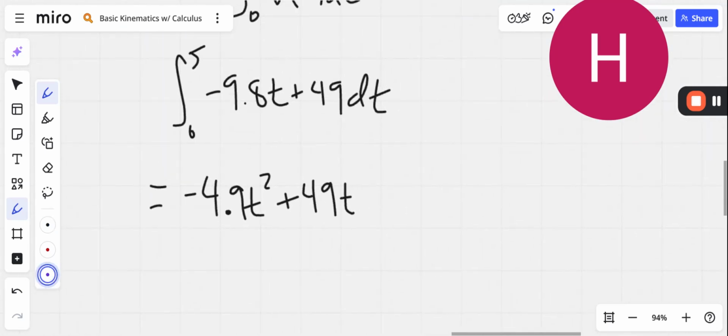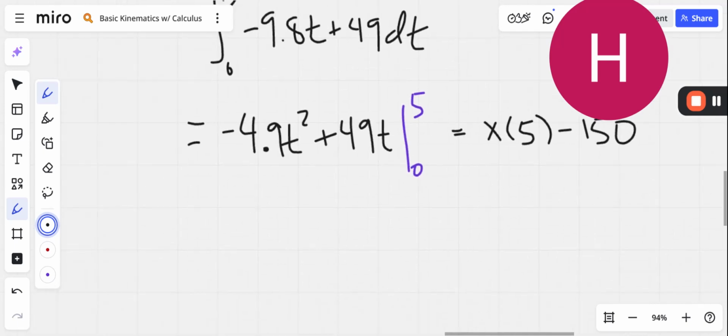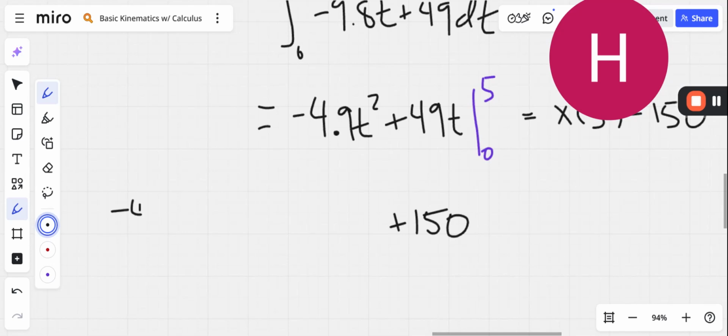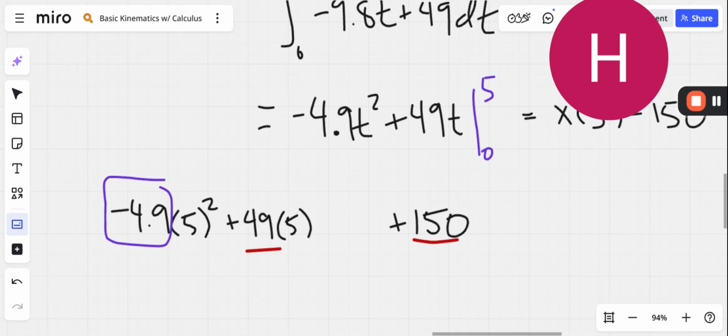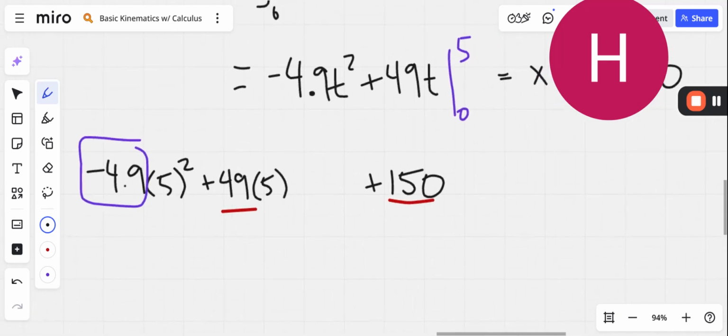And this is going to be evaluated from 0 to 5. But remember, this is equal to x of 5, that's what we're after, minus the original position of 150. So we have to add 150 to whatever we get when we plug in 5. Isn't that exactly what I said we were going to be doing? We're essentially just plugging in those initial conditions of the height and the starting velocity, half of the acceleration due to gravity, and then we're plugging in 5 for the time to get our final position. So let's see, this is going to be 25 times negative 4.9.